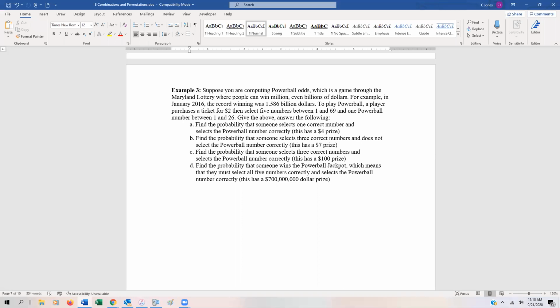One final example of using combinations to predict probabilities, a real life example, is how sometimes they compute the odds for casino games. Suppose there's, and for those of you that don't know, this game called Powerball. Powerball is a Maryland lottery game, and you can win a whole lot of money if you guess the right numbers. The highest prize ever paid out was $1.586 billion.